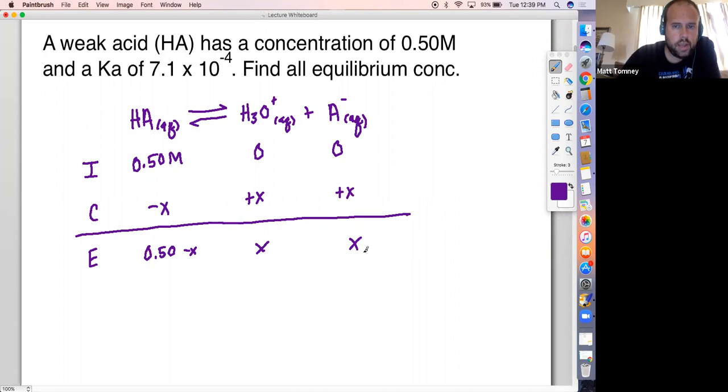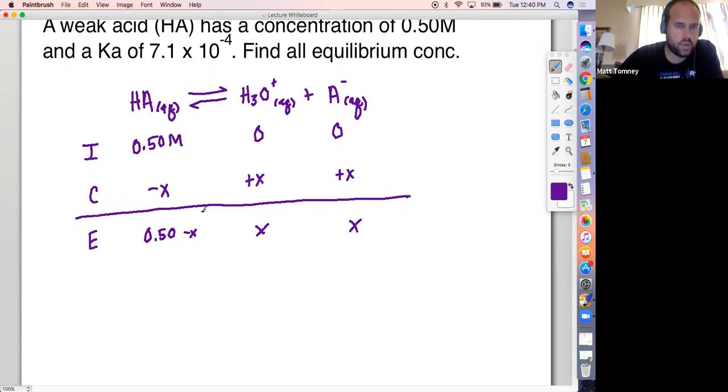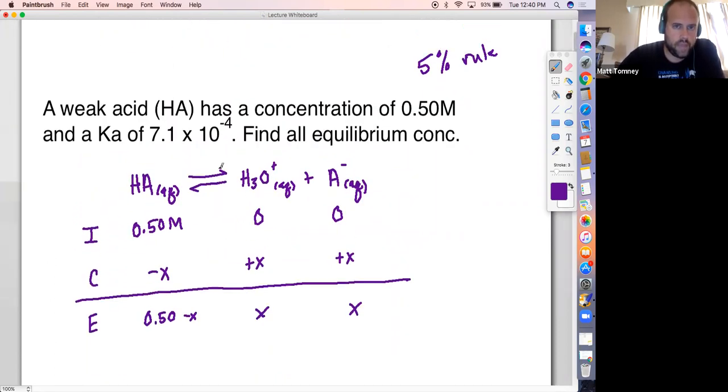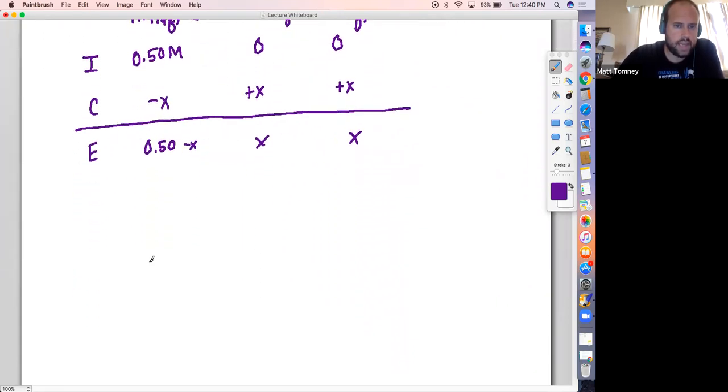So everybody should be able to do this even without my help at this point. This is something we learned in the previous chapter. You've been tested on it. You've seen it in homeworks and quizzes. So I would expect that you're okay up to this point. Now, we have a Ka value here. It's 7.1 times 10 to the minus fourth. That is the equilibrium constant for this acid.